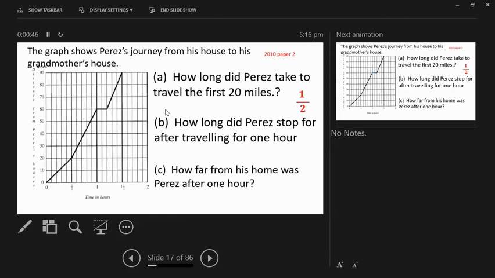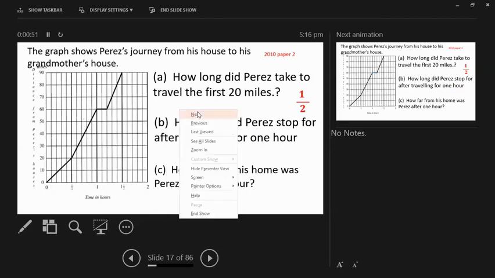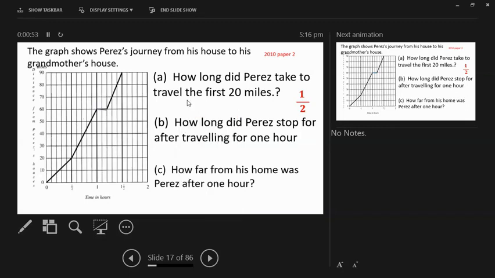How long did Perez stop for after 1 hour? So we want to go on the 1 hour line. See there, right here. So we said each line represents 6. So 6 plus 6 is equal to 12 minutes.